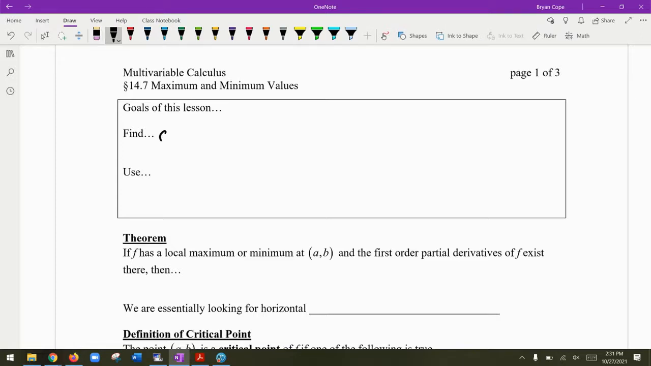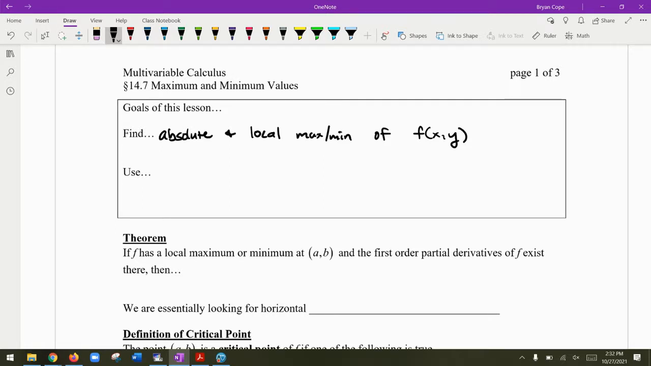So the goal is to find both absolute and local maxes and mins, okay? We're going to find absolute and local maxes and mins of a function of 2 variables, f of x, y. You may remember the lesson on this from single variable. Let's just think about that a little bit. If you wanted to find absolute max and mins of f of x, you would find f at the endpoint, f at the other endpoint, and then analyze any critical points. Okay, so that's absolute max and mins.